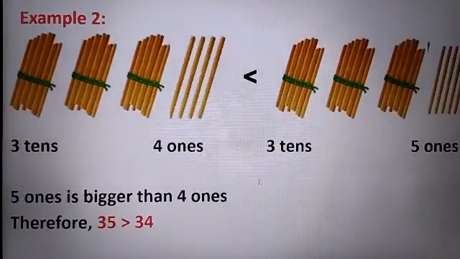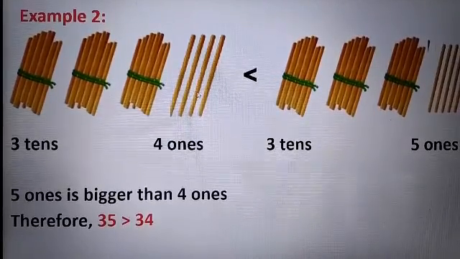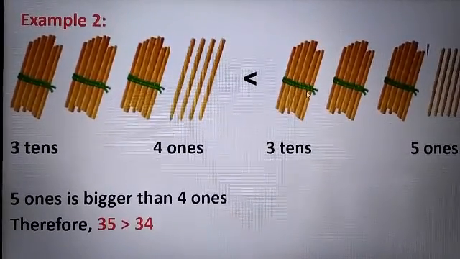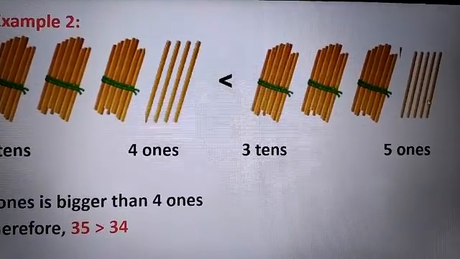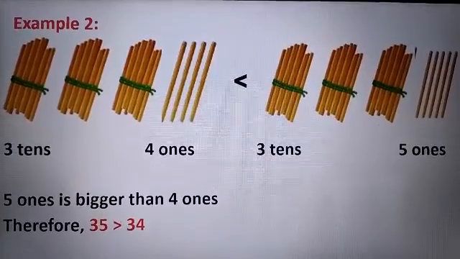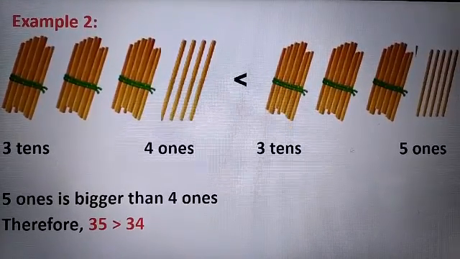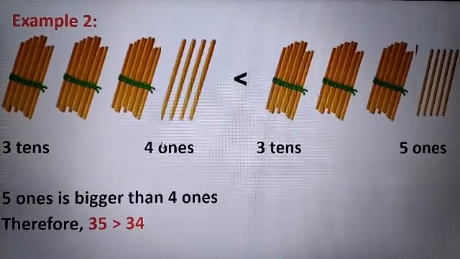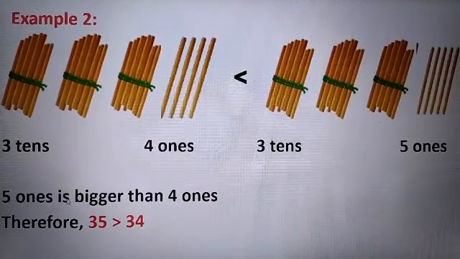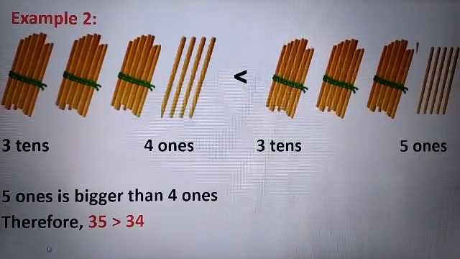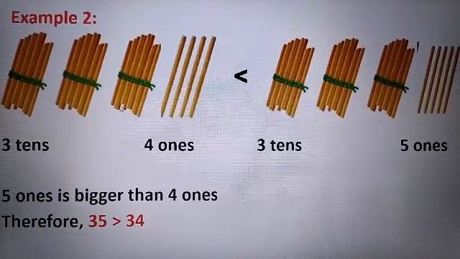Now let us see second example. 3 tens and 4 ones. Here you have 3 tens and 5 ones. So, the digits on the tens place are same. That is 3 tens. So, we will move to the ones part. So, 4 is smaller than 5. That means 5 ones is bigger than 4 ones. Therefore, 35 is greater than 34.